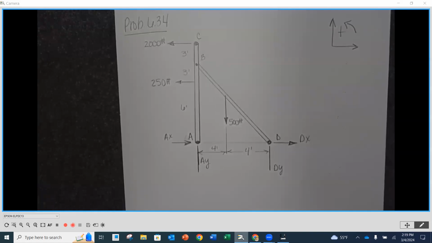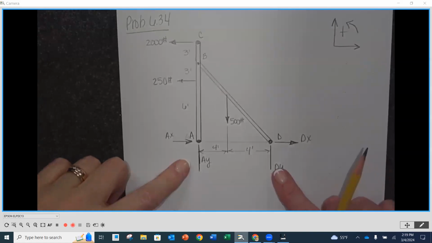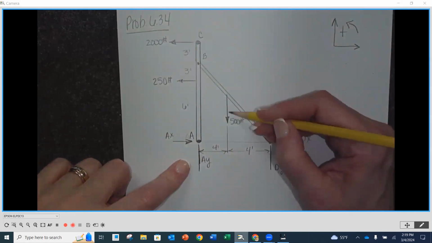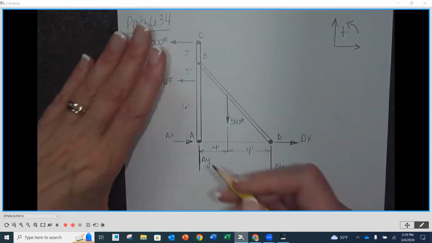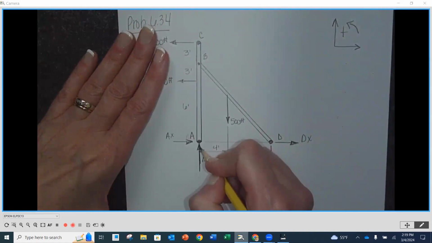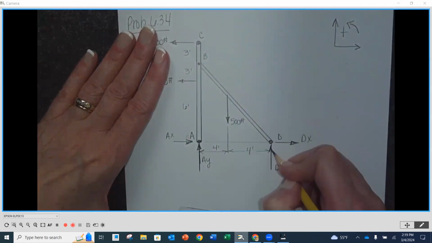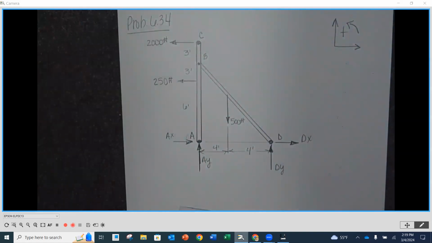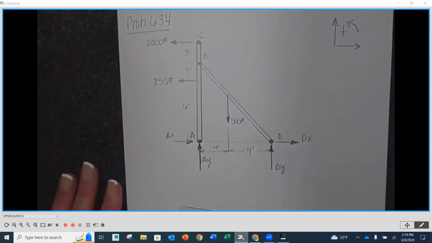And then in terms of my Y directions, I see that I have the 500 going down. So I'm just going to assume my AY going up and my DY going up, okay, for only that reason. Again, we'll find out if we're correct or not. But I have to show two forces at both places because there's two pin reactions, two pin supports.